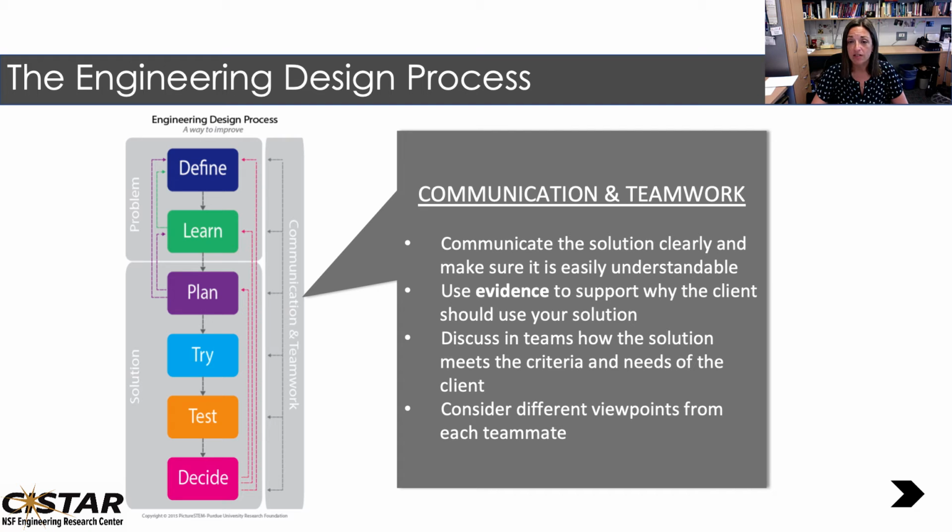They use evidence to support the design decisions they make and to convince the client that their solution is the one to choose. And they work in teams. This is important because it allows for different viewpoints, which makes products better. Ask students to think about what they have learned about good teamwork and communication strategies, and what more they need to learn to improve their performance as a team of engineers.